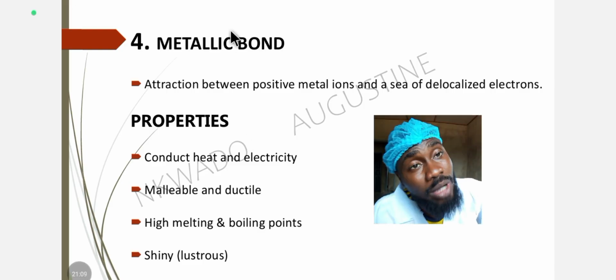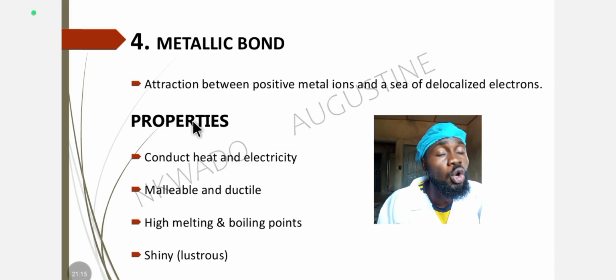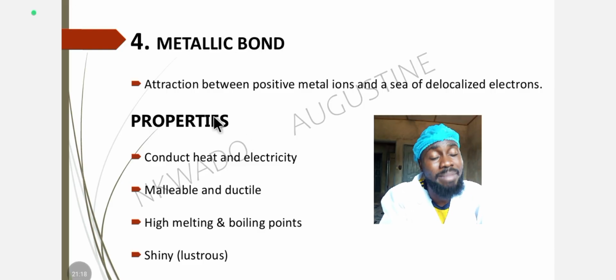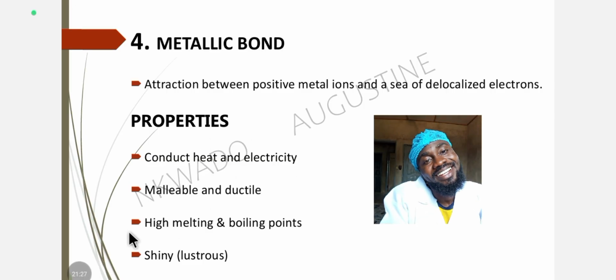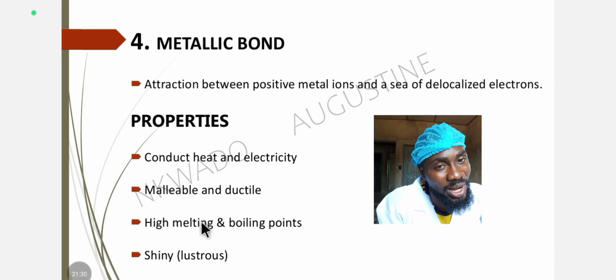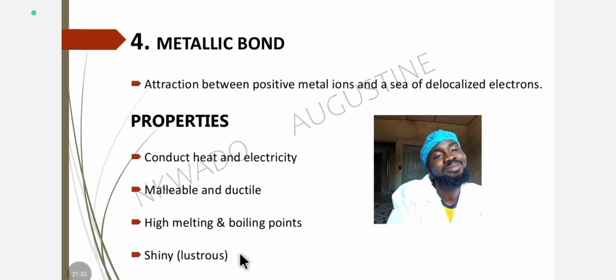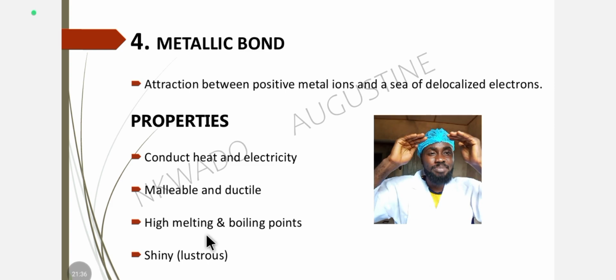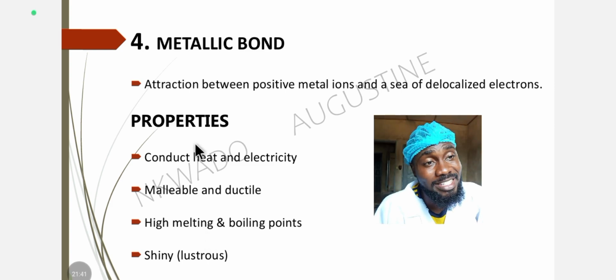Okay, so let's look at the properties of compounds or elements where metallic bond exists. They are good conductors of heat and electricity. They are malleable and ductile. They have high melting and boiling points. They are shiny and lustrous. These are typical properties of metals.